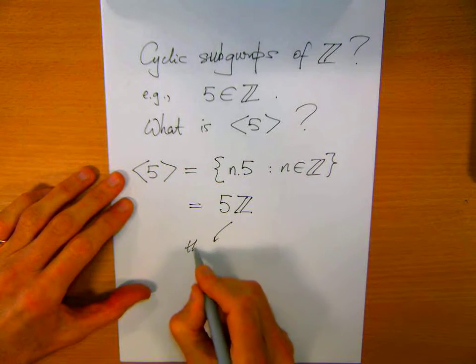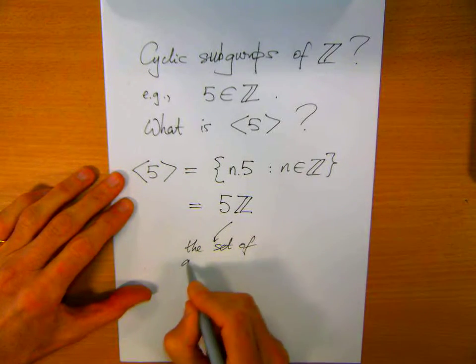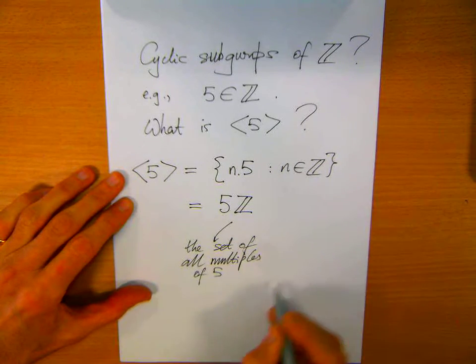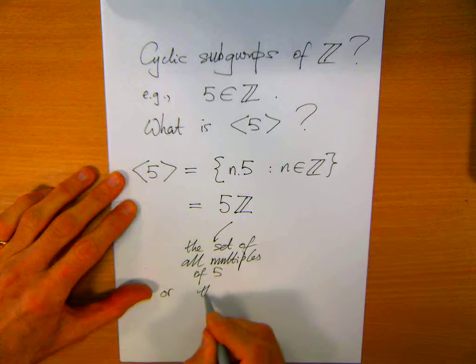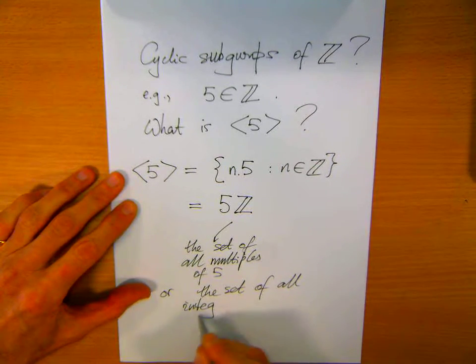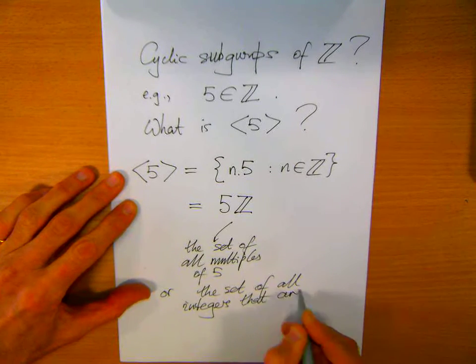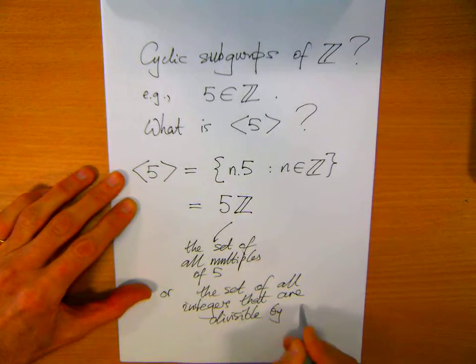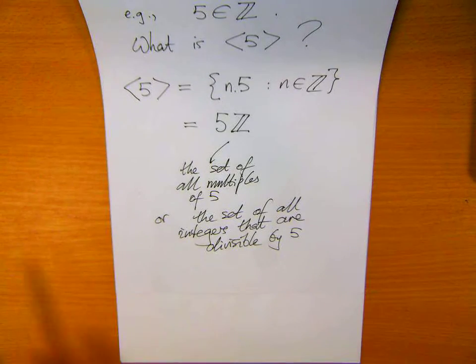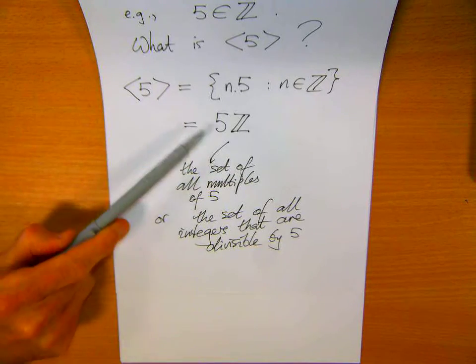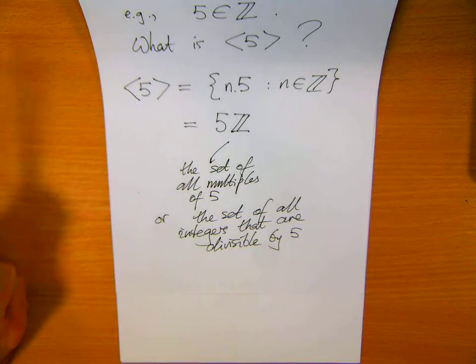So this is the set of all multiples of 5. That's one way of saying it. Or it's the set of all integers that are divisible by 5. That's another way of saying it. I'm sure you can think of some other ways of saying it as well, depending which way you're looking at it. So the subgroup generated by 5 is just all multiples of 5, and that's the notation we use.